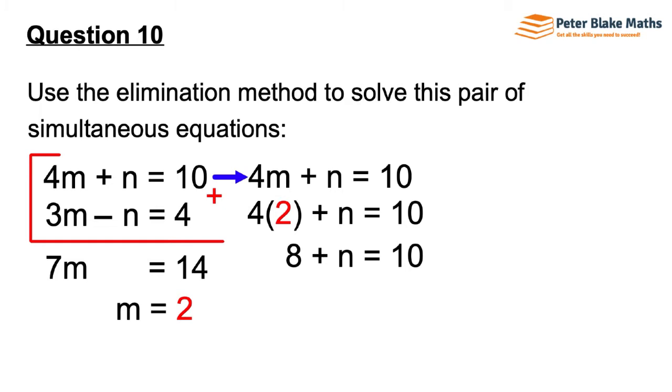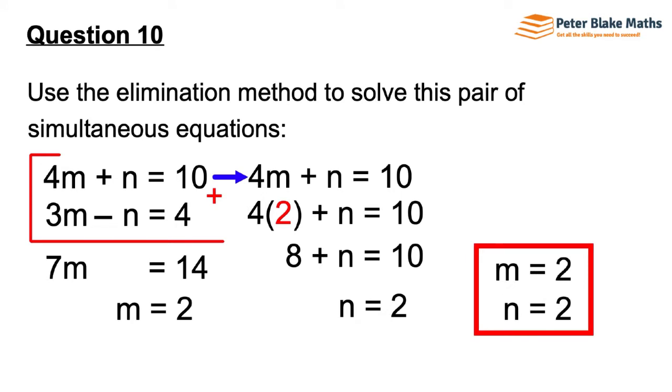To get rid of the 8, I'm going to minus 8 both sides, so we end up with n equals 2 as well. So final answer for this simultaneous equation is m equals 2 and n equals 2. Now I'm not pretending these are easy questions, there's a lot of steps there, but you'll get the hang of it once you get enough practice.